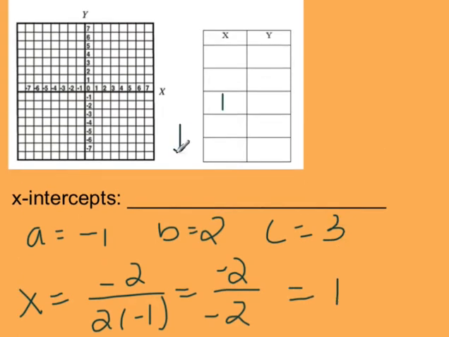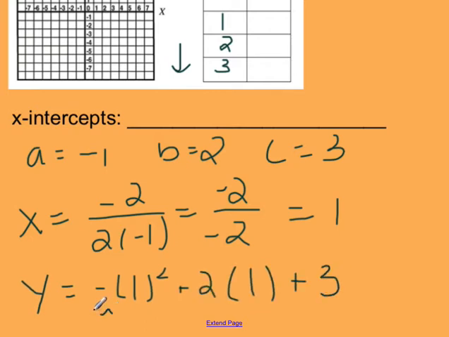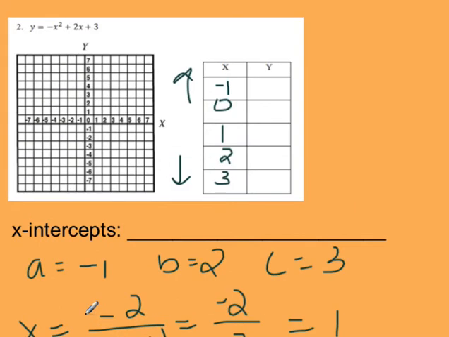As we go this way, we want to get larger. As we go this way, we want to get smaller. Now first I want to get the y-coordinate of my vertex. So I'm going to take 1 and plug it in wherever I see an x in that equation. I'm just taking that original equation and putting a 1 wherever I see an x. Notice that I kept that negative sign on the outside of the squared term. So you type all of that in and you get 4. So the y-coordinate of the vertex is 4.